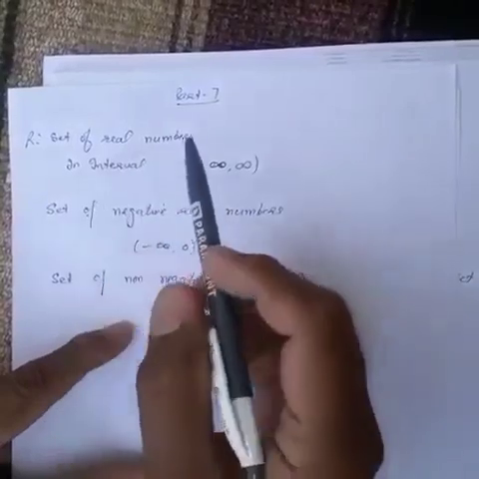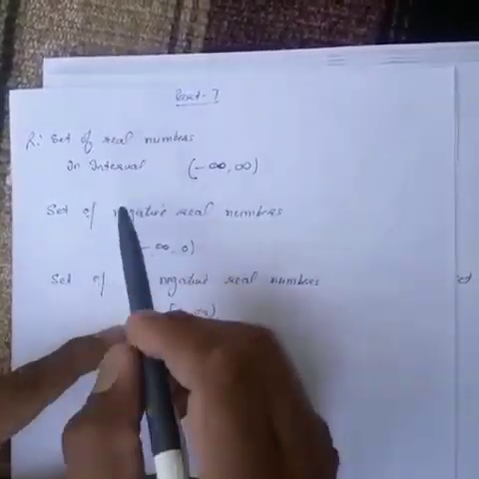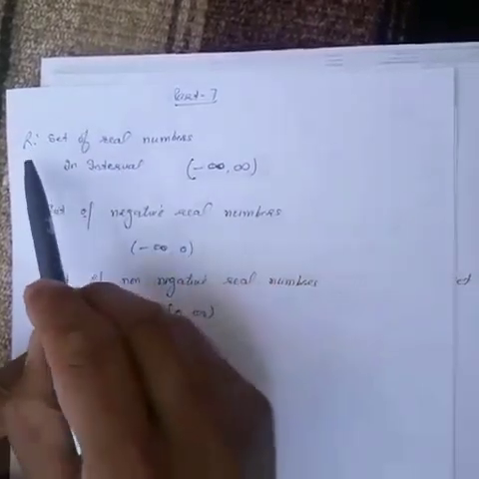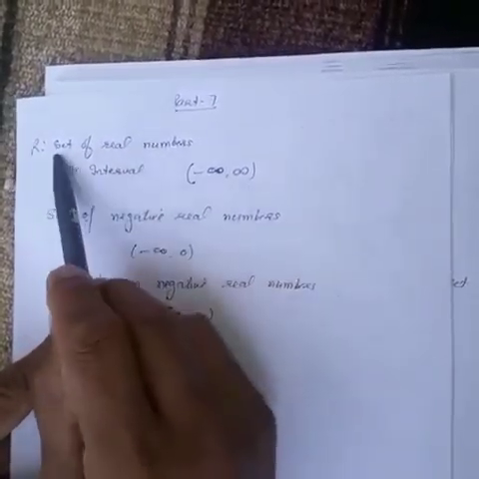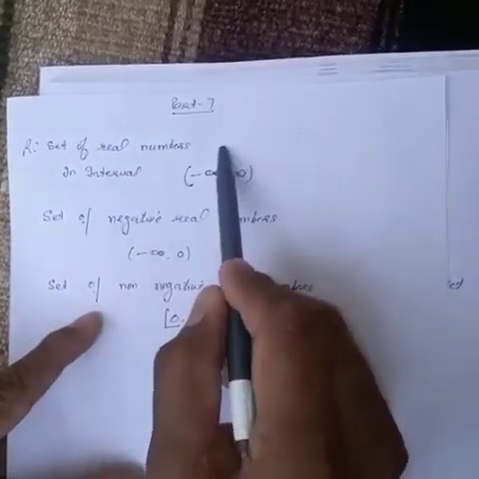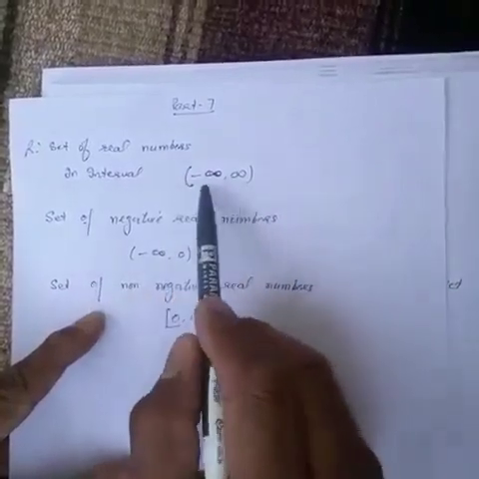Now in the previous part we were talking of intervals. Now we want to discuss some intervals. Now we know R is the set of real numbers. We know that this set cannot be written in the roster form. So we can write this in the form of interval like this.